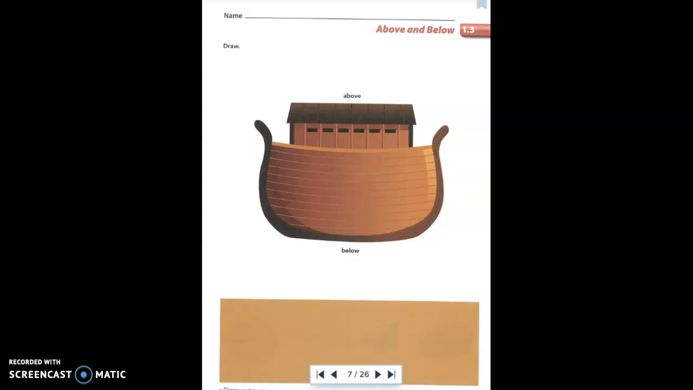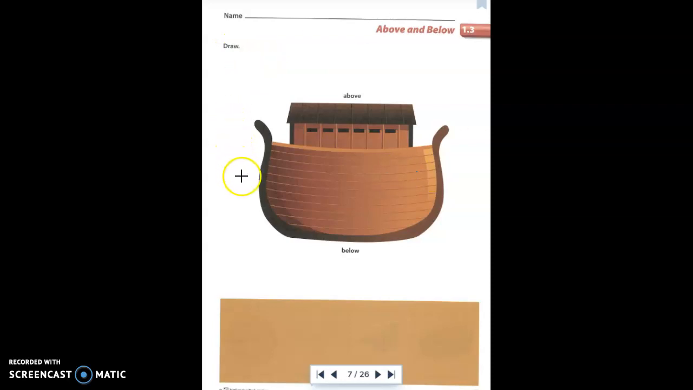So go ahead and get your glue stick, a pair of scissors, a pencil, and maybe some crayons if you'd like to add some colors to your drawing. So if you need to, pause the video and go grab your supplies to do the page. Now that you're back, what we're going to do is we're going to draw some things. Our instructions just say draw. Well, I'm going to tell you what we're going to draw.